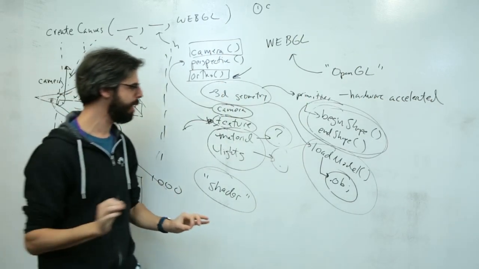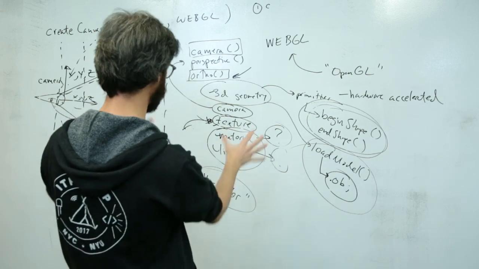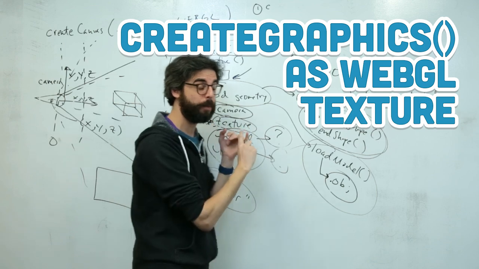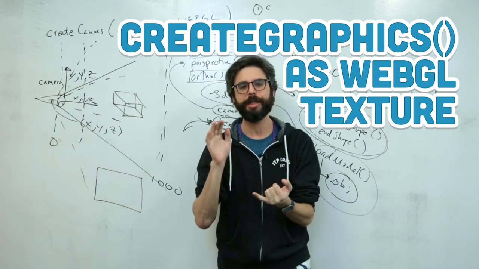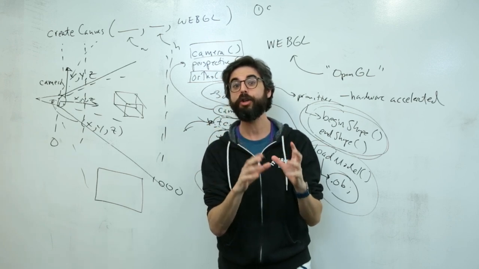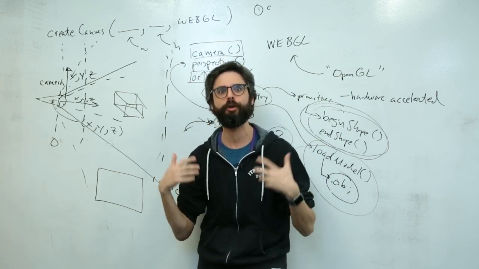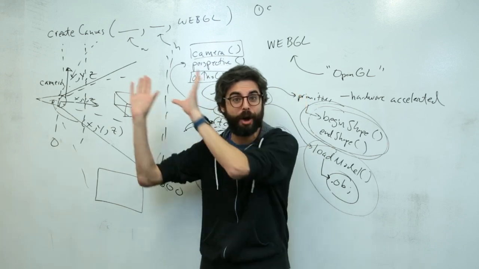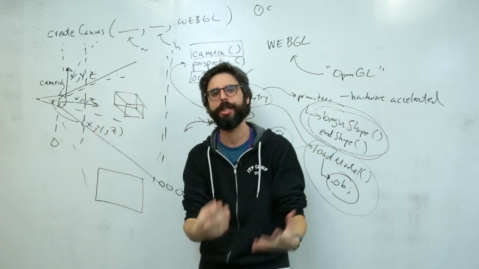In this one, I'm going to look again at the texture function. Previously I looked at how to use an image or a video as a texture. In this video, I want to look at how to make an off-screen graphics buffer, essentially like a 2D canvas that I'm drawing somewhere else, and how to make that a texture in the 3D world.